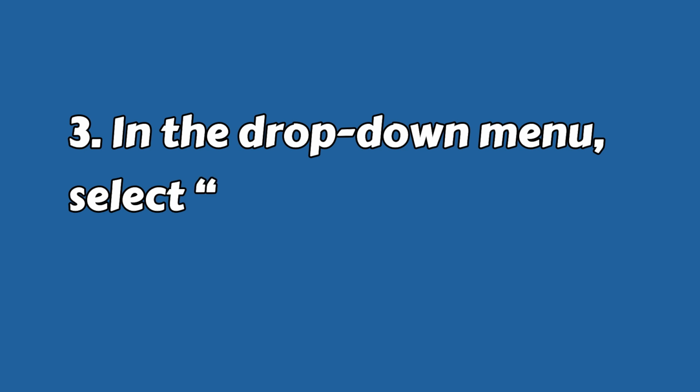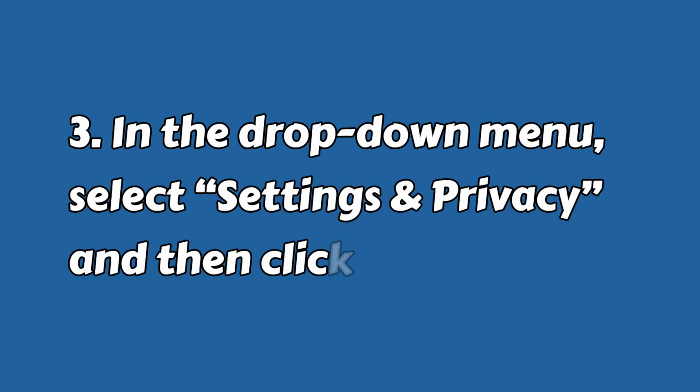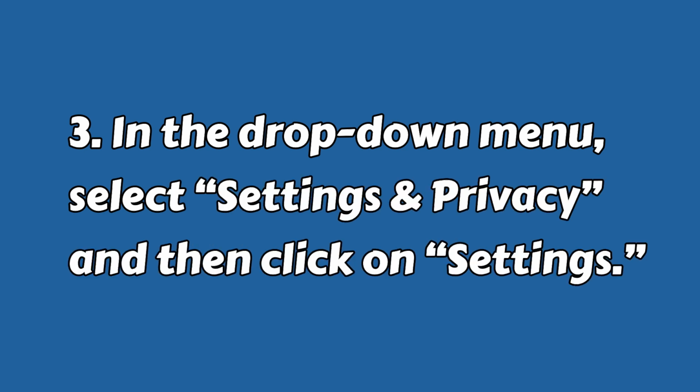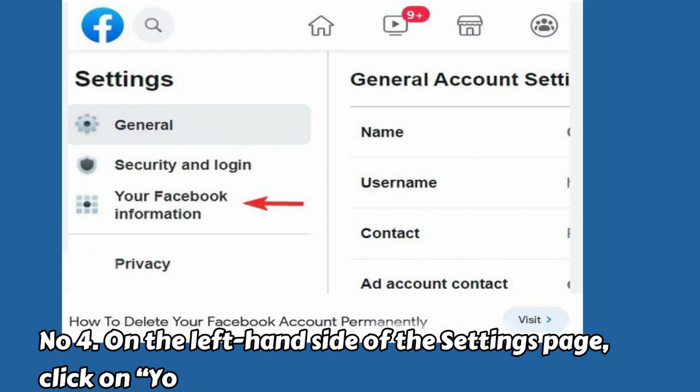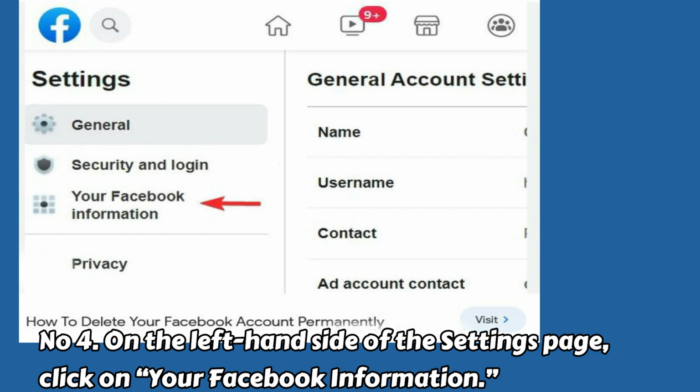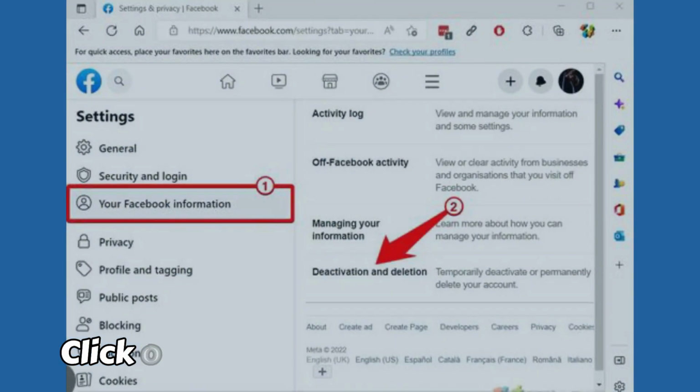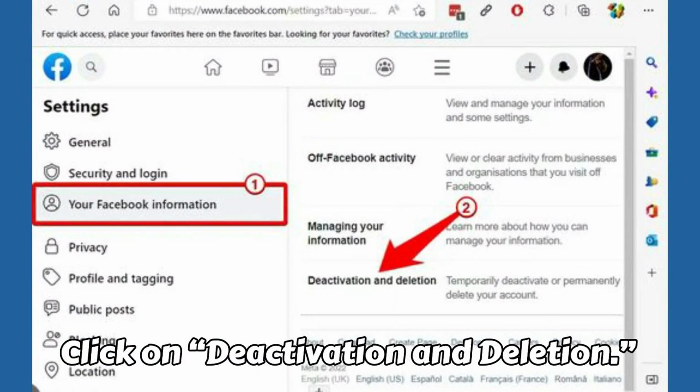Number 3. In the drop-down menu, select Settings and Privacy and then click on Settings. Number 4. On the left-hand side of the Settings page, click on Your Facebook Information. Number 5. Click on Deactivation and Deletion.